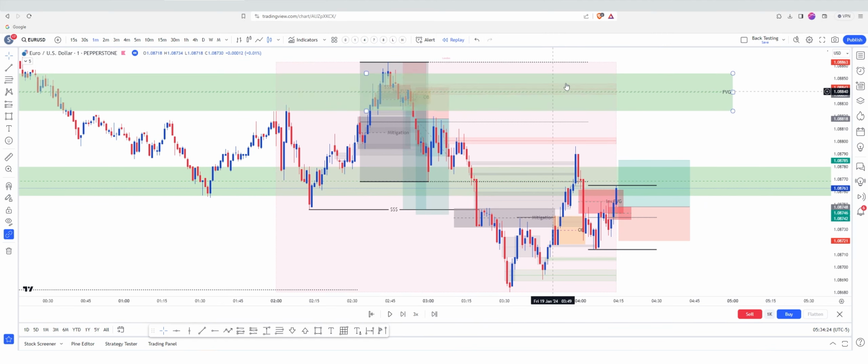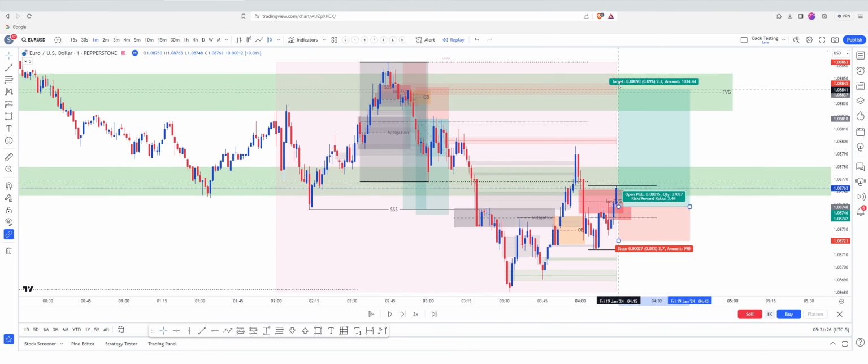Ultimately, we are expecting the high of that macro to get traded through. I'm taking note of this fair value gap inside the hourly fair value gap.